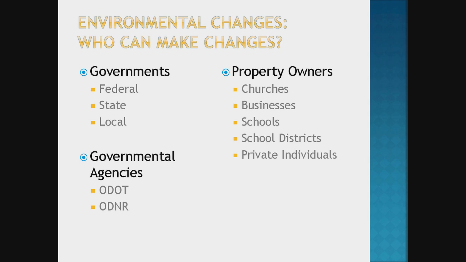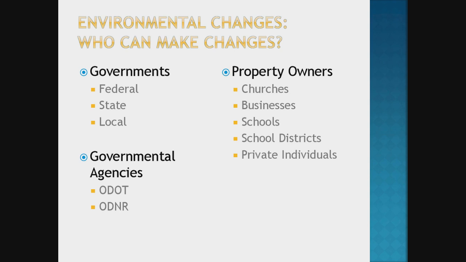Similarly, the federal government controls what happens on federally owned land, such as national parks, national forests, etc. Some governmental agencies operate for their own government. The Ohio Department of Transportation, also known as ODOT, controls what happens on state-controlled roads, and the Ohio Department of Natural Resources, ODNR, controls what happens in Ohio state parks. So really this differs between the different levels of government and who owns the properties and who's responsible in that sense.